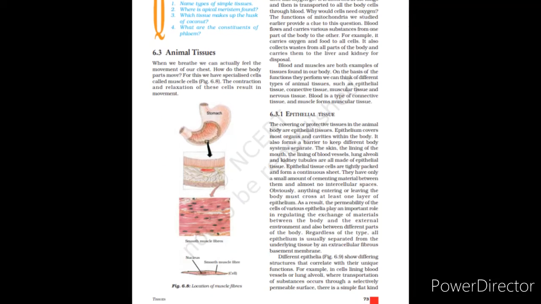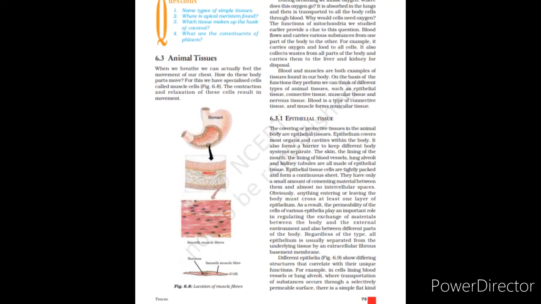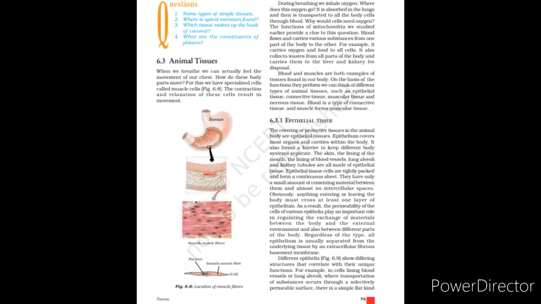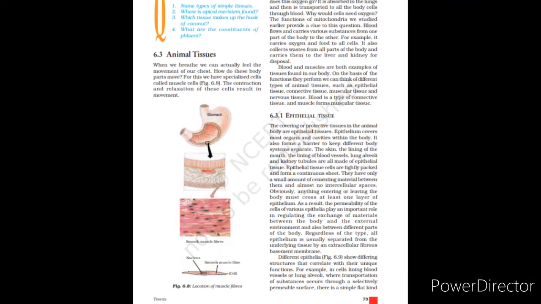During breathing, we inhale oxygen. Where does this oxygen go? It is absorbed in the lungs and then it is transported to all the body cells through blood. Why would cells need oxygen? The functions of mitochondria we studied earlier provide a clue to this question.